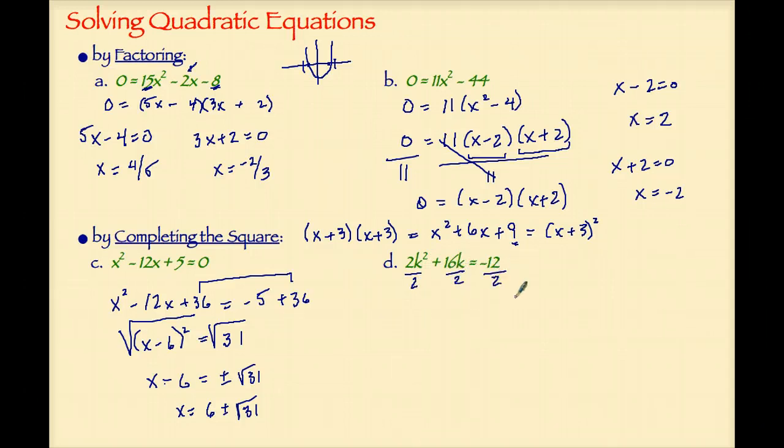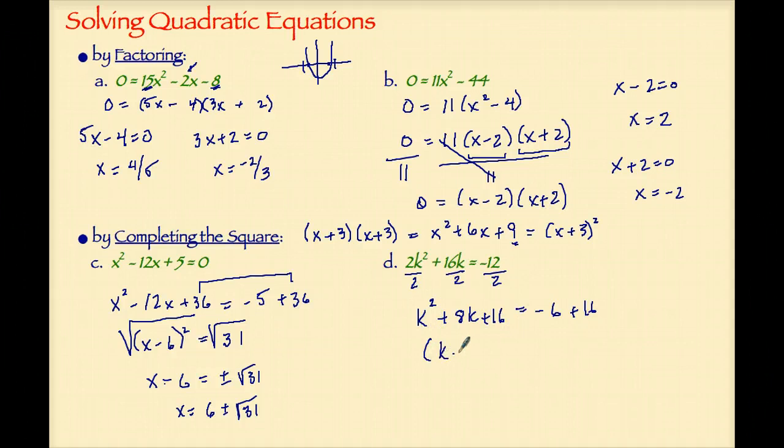So let's make that situation happen by dividing everything in this problem by 2. I get k squared plus 8k, and then I'm going to keep the constant that doesn't complete the square on the right side of the equation. Remember, half of the middle term, 4 squared, 16. That is the constant I need to complete the perfect square trinomial.